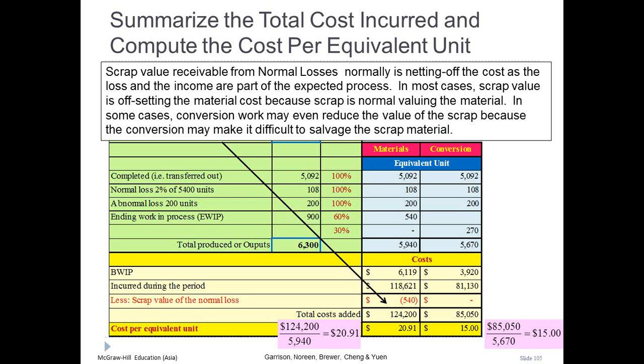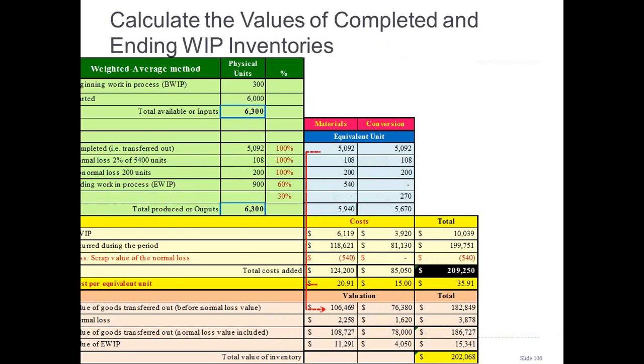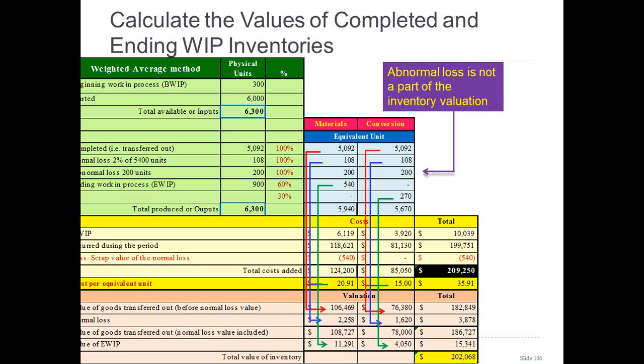Calculate the values of completed and ending work in process inventories. To calculate the values of completed goods transferred out, in cases with losses, we need to include the normal loss, which is considered as a part of the cost of manufacturing goods. That means transferred out and normal losses are added together to provide the final transferred out value. The same mechanics of multiplying the equivalent units with the cost per equivalent unit applies for completed goods transferred out, normal loss, and ending work in process within the respective materials and conversion column.